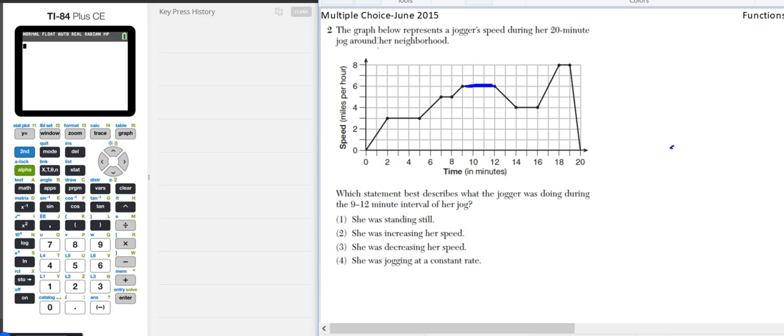Was she standing still? We see that if we look over here, from time 9 to time 12, her speed was 6 miles per hour, so she could not have been standing still. Was she increasing her speed? That's choice 2. Well, from 9 to 10 to 11 to 12, she's always going 6 miles per hour, so she was not increasing her speed. Choice 3, she was decreasing her speed. Well, she stayed at 6 miles per hour, she was not decreasing her speed. She was jogging at a constant rate. She was. When she started at minute 9, she was jogging at 6. At 10 she was 6, at 11 she was 6, and at 12 she was 6. So the correct answer is choice 4.